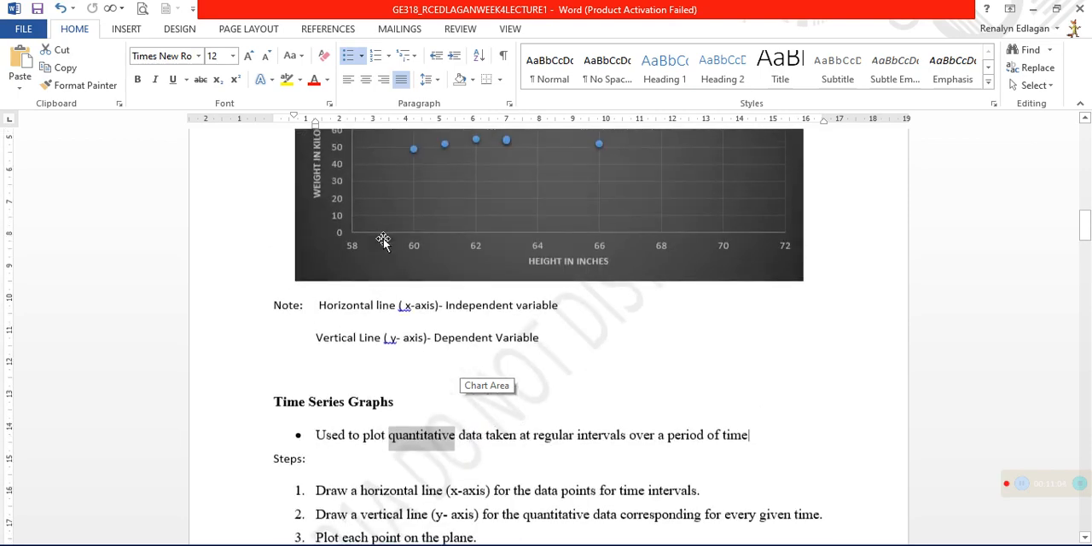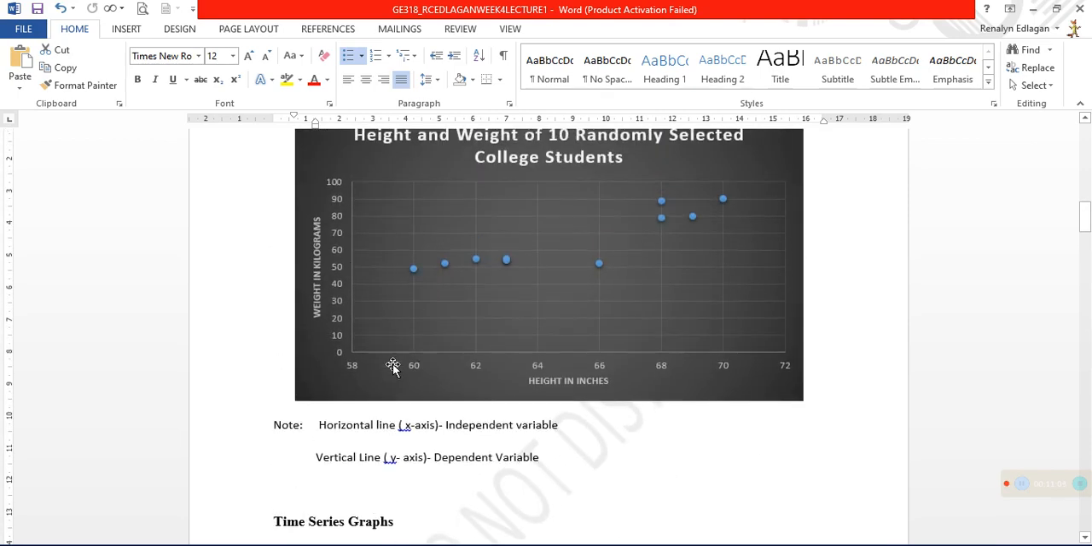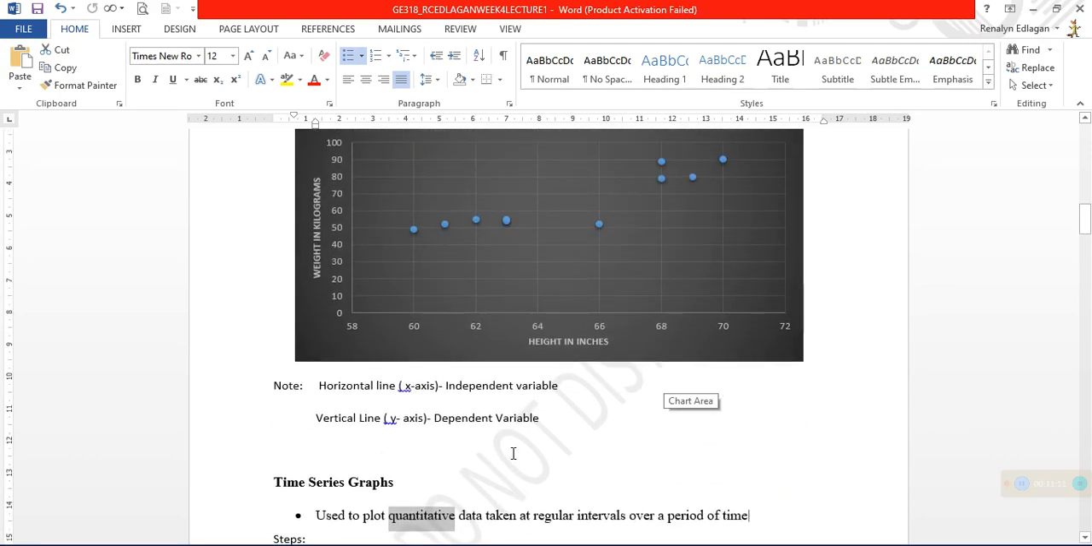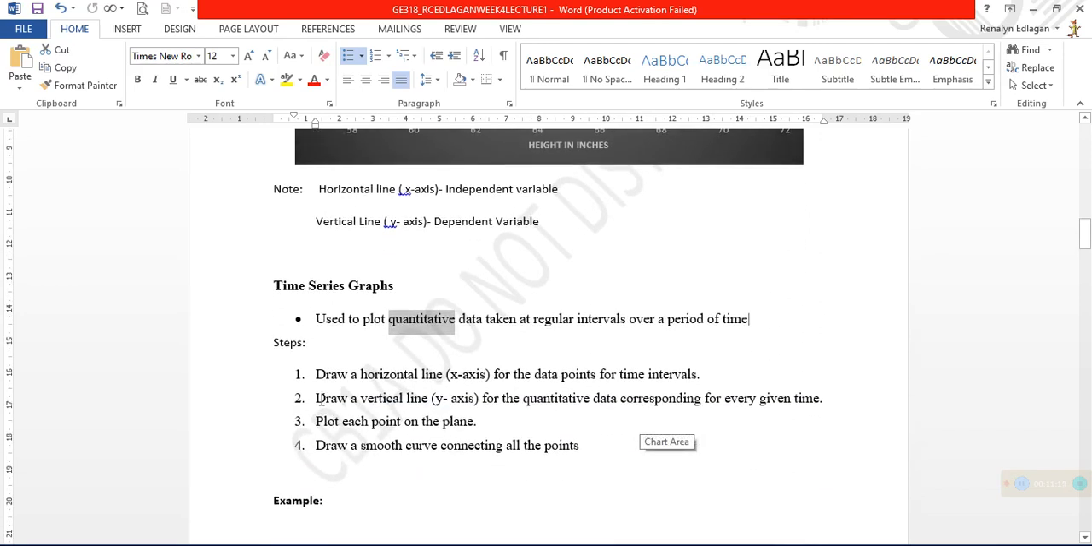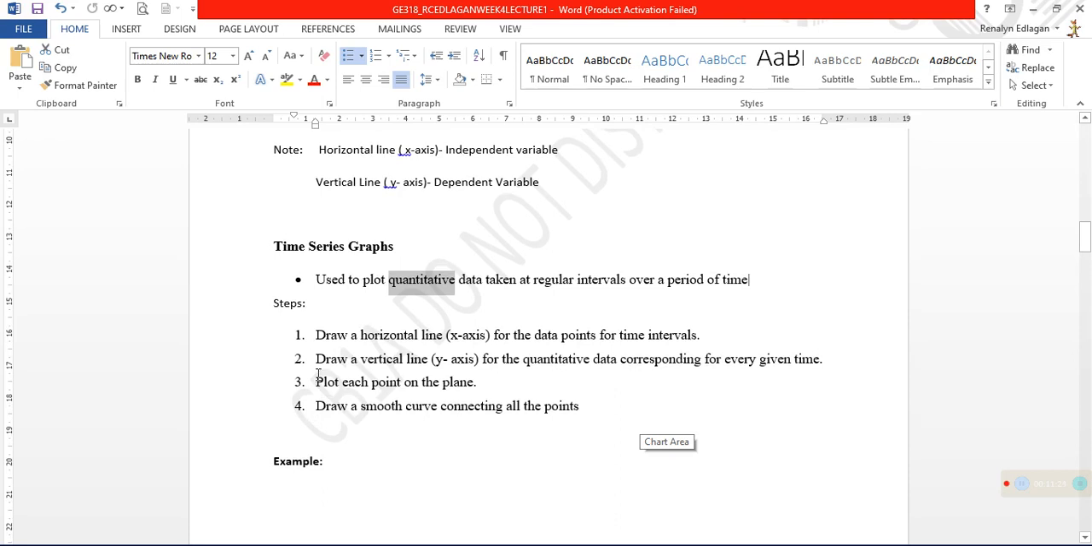So, ang nakalagay dito kanina, parehas silang quantitative, di ba? Pero nakalagay dito, height. Ngayon naman, for the time series, laging ang nakalagay lang dito, yung time taken at regular intervals. Next, draw a vertical line, y-axis, for the quantitative data corresponding for every given time. Next, plot each data point on the plane and draw a smooth curve or a straight line connecting all the points.